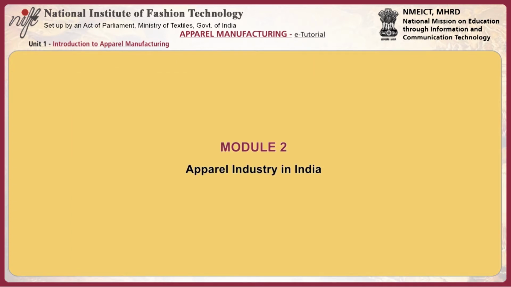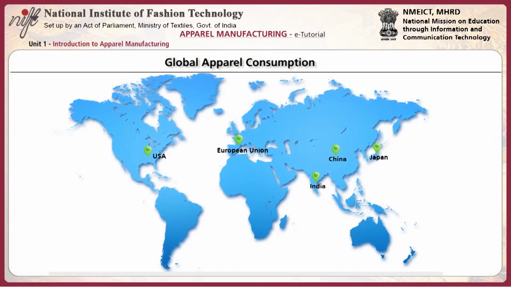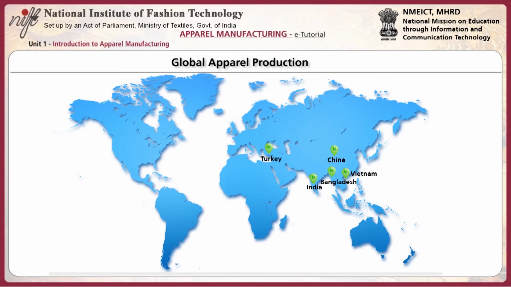In this module, you will get an overview of the global market and examine the apparel industry in India, the various categories, its nature and size, as well as the various developments in recent years. The United States of America, the European Union, China, Japan and India are the biggest markets for apparel. This is also the major hub for apparel consumption. On the other hand, apparel production is primarily concentrated in China, India, Bangladesh, Vietnam and Turkey.